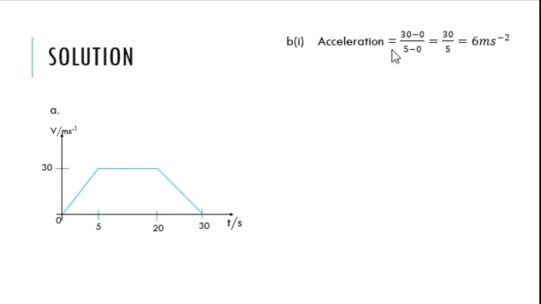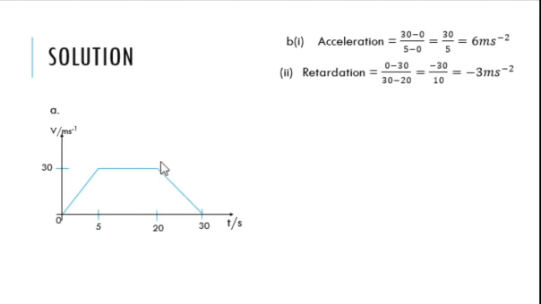So final velocity is 30 minus initial 0, over the time. This is the initial time on the horizontal axis and this is the final time on the horizontal axis. That will be t final minus t initial, which is 5 minus 0, and if that is computed, you have 6 meters per second squared.